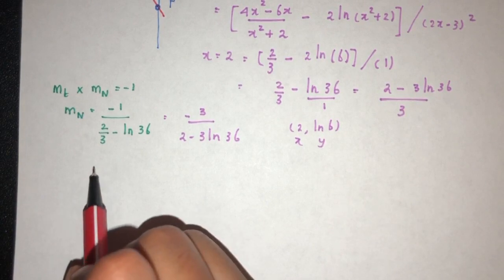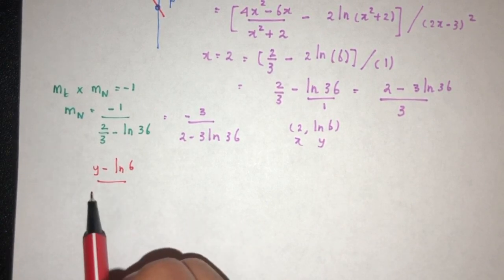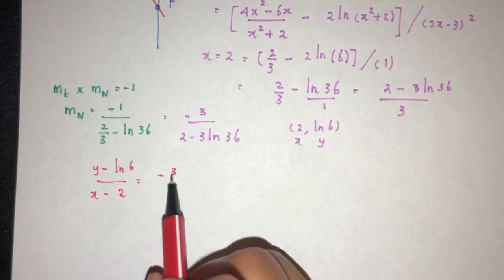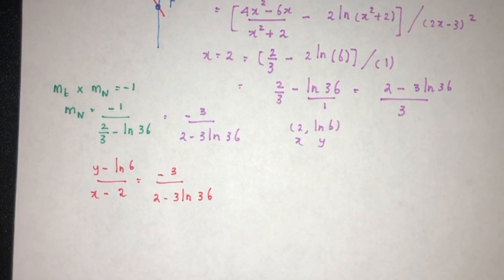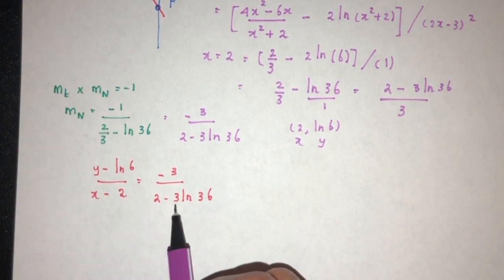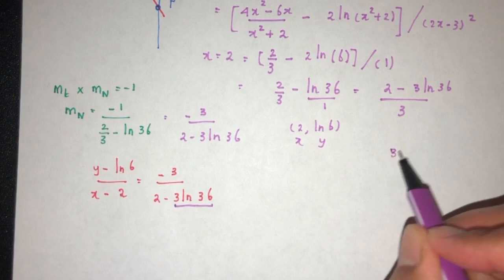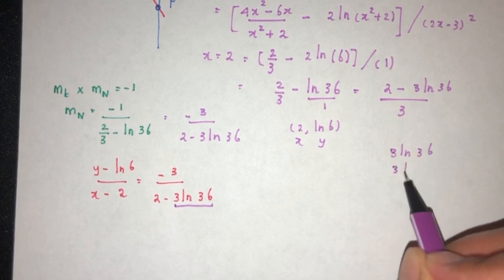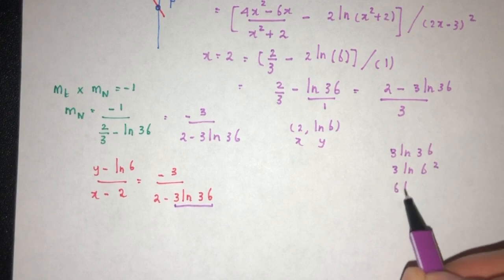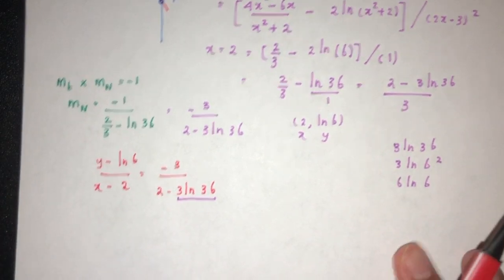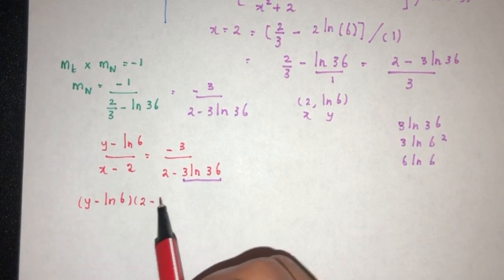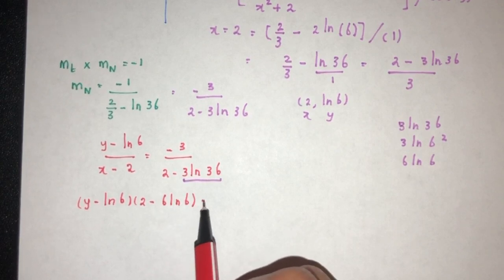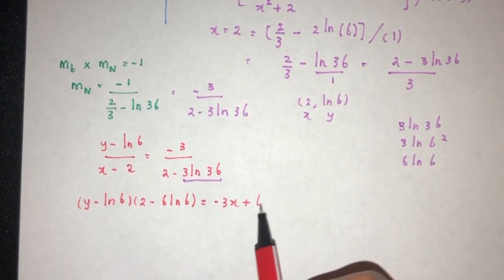That will become y minus ln of 6 over x minus 2 has to be minus 3 over 2 minus 3 ln of 36. That is how I will find the equation of the normal, right? Now again, I can rewrite this. Just to simplify this, 3 ln of 36 is the same as 3 ln of 6 to the power 2, which is the same as 6 ln of 6. Okay, so let's simplify. We have to cross multiply. You have (y minus ln of 6) times (2 minus 6 ln of 6) equal to minus 3x plus 6.